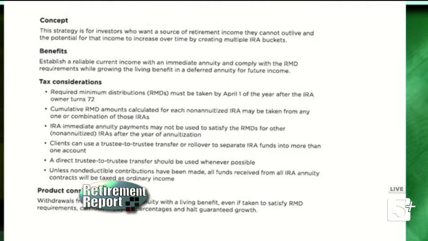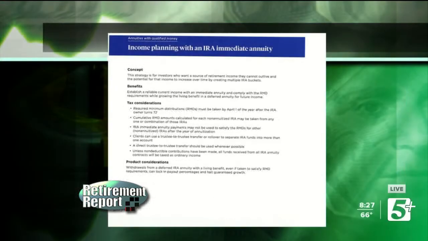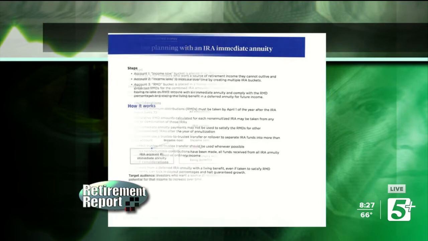So keep in mind, these are required minimum distributions. With IRA planning, you always have to be thinking of those RMDs. The IRS is going to make you start taking money out at age 72 and pay tax on the money that we've been able to grow on a tax-deferred basis.